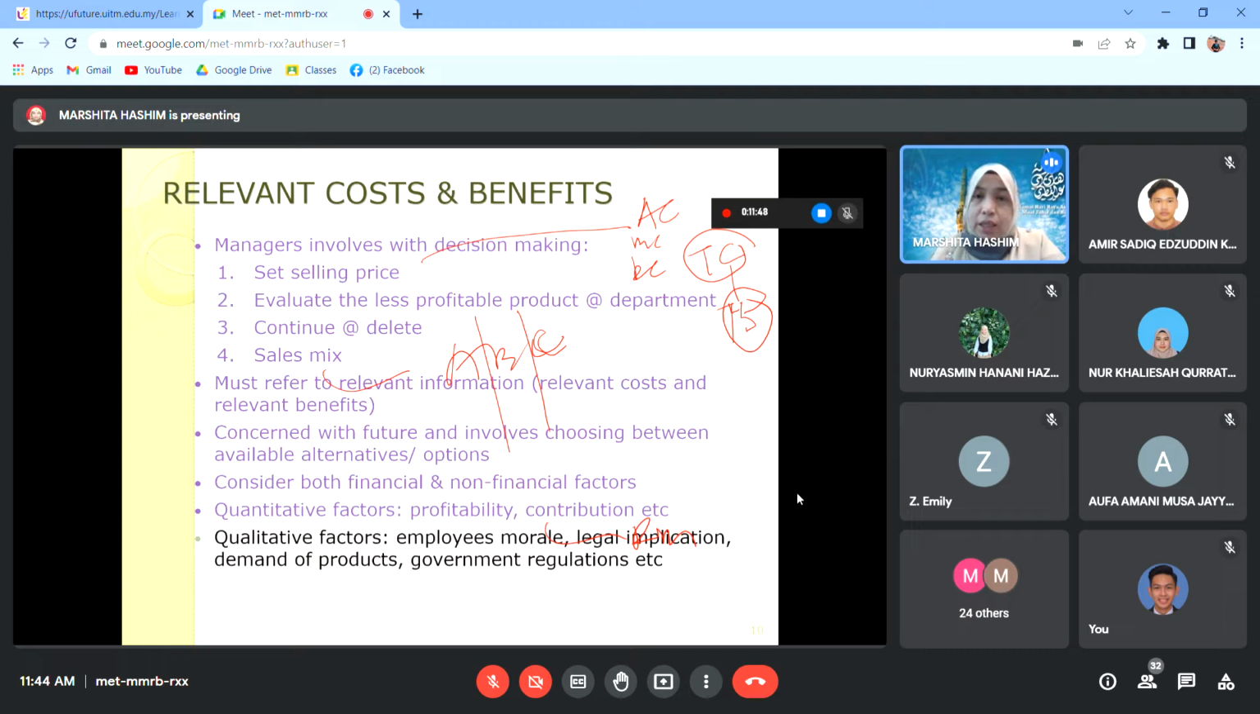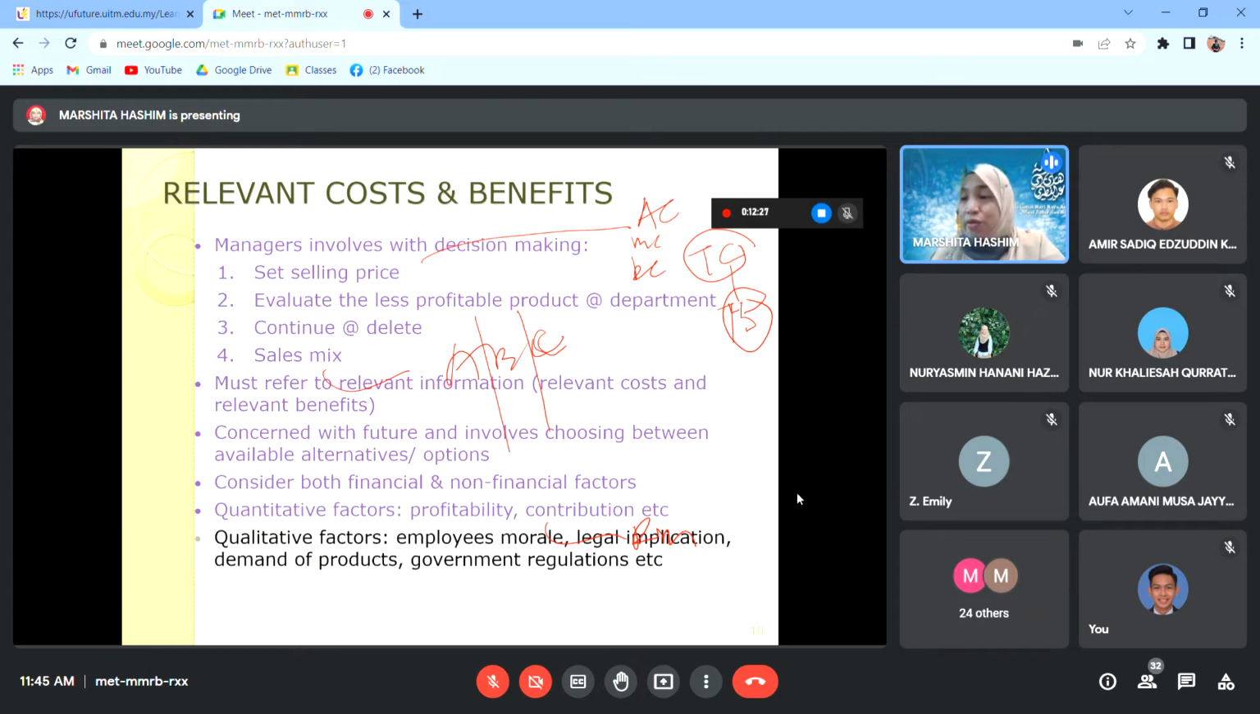So for the qualitative factor, you need to consider what happens to the morale of your employees. If you retrench them, what happens to them? You can pay retrenchment benefit to them. Retrenchment benefit is a quantitative factor. However, how about their morale? After 1 year, after 6 months, how are they going to survive? And then how about demand or your current customers for that particular area, location?